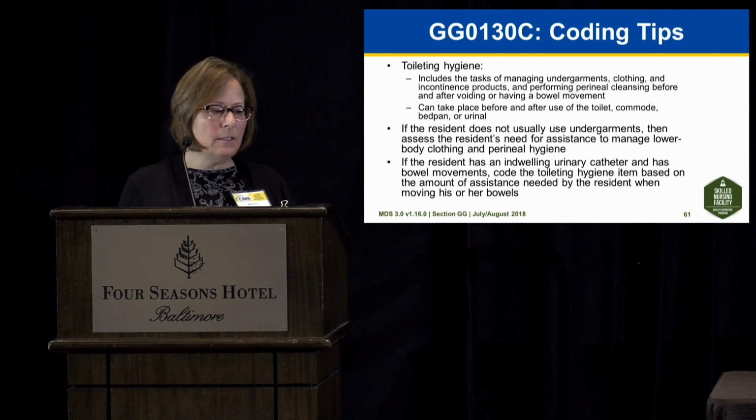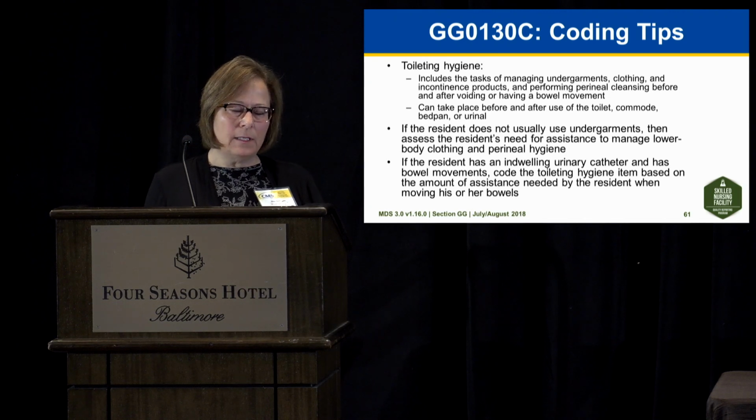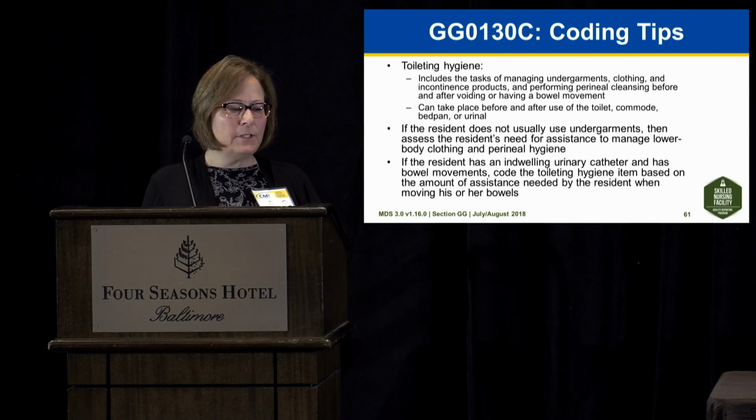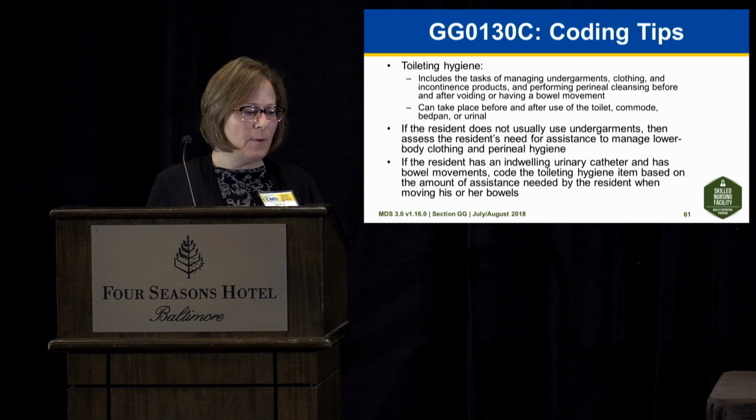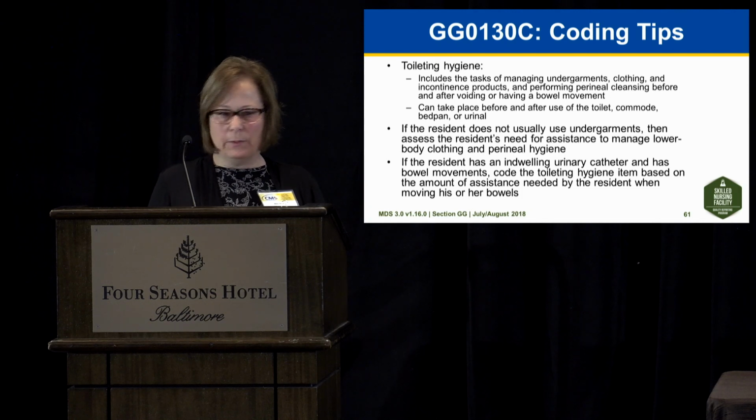If the resident does not usually use undergarments, then assess the resident's need for assistance managing lower body clothing and perineal hygiene. If the resident has an indwelling urinary catheter and has bowel movements, code the toileting hygiene item based on the amount of assistance needed by the resident when moving his or her bowels.